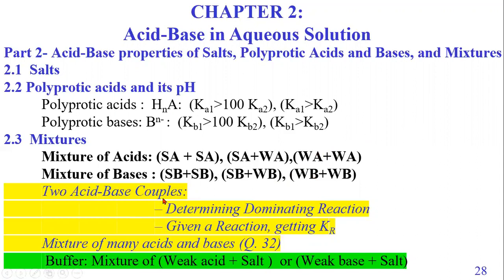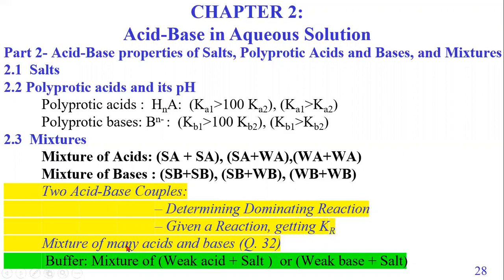Now we're going to talk about an acid-base reaction where the acid and the base, neither of them is water. So I have an acid which is not water and a base which is not water. And we're going to determine the dominating reaction and the Kr of the reaction. Remember, if neither reactant is water, we're not talking about Ka or Kb in this case.